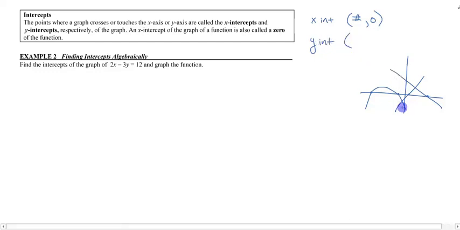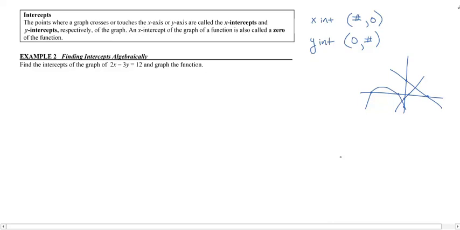Likewise, y-intercepts, they're going to be making the x 0 and make the y some kind of a number. So you see all the y-intercepts on here. The thing they have in common is that the x part is 0.